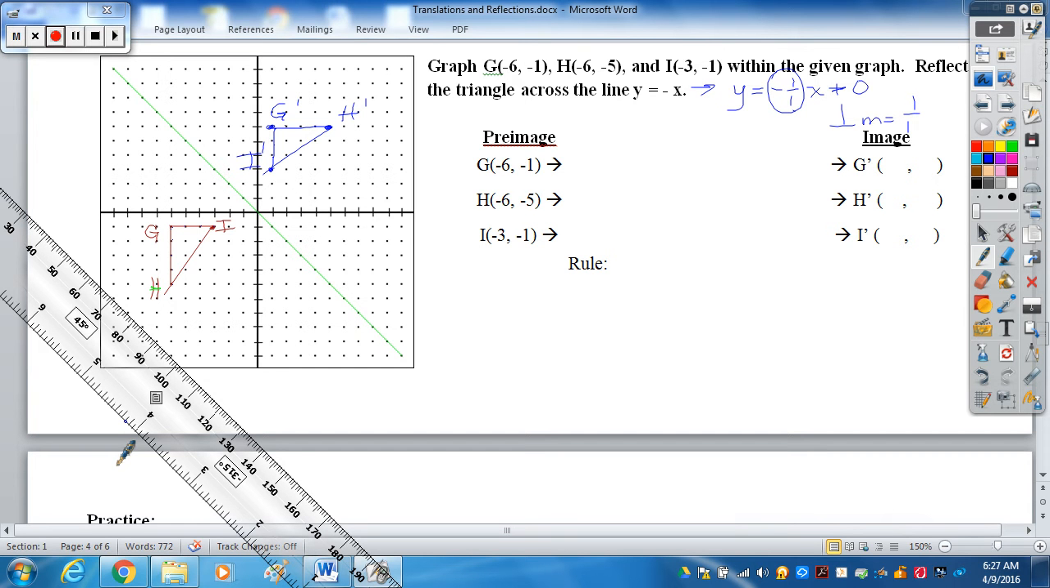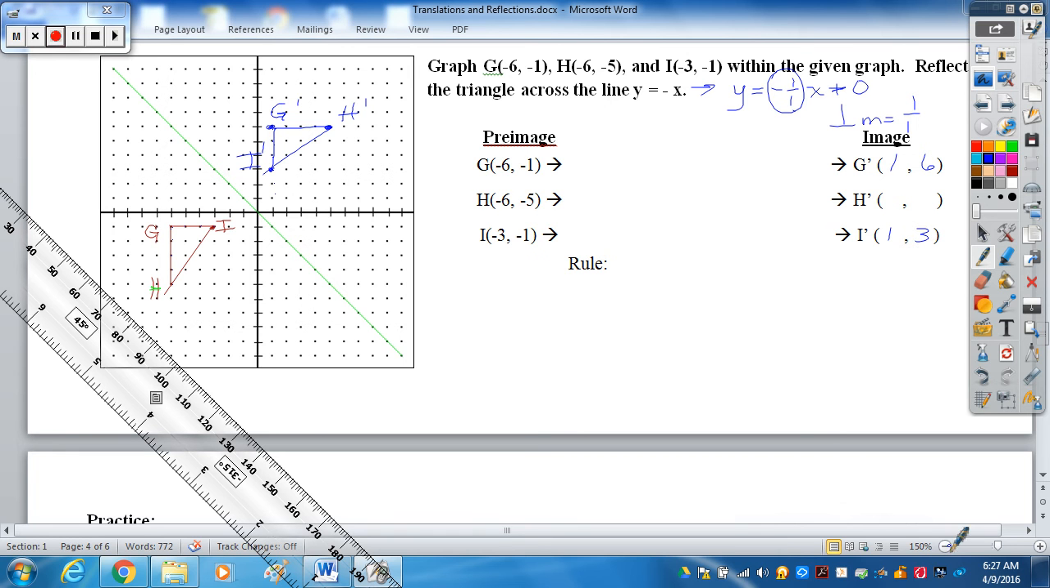But I do want to get to writing the rule, and if you've already done that, I don't want to hold you back. So here we go. For I, we're at 1, 1, 2, 3. For G, we're at 1, 1, 2, 3, 4, 5, 6. And then for H, well, let's make a guess here.